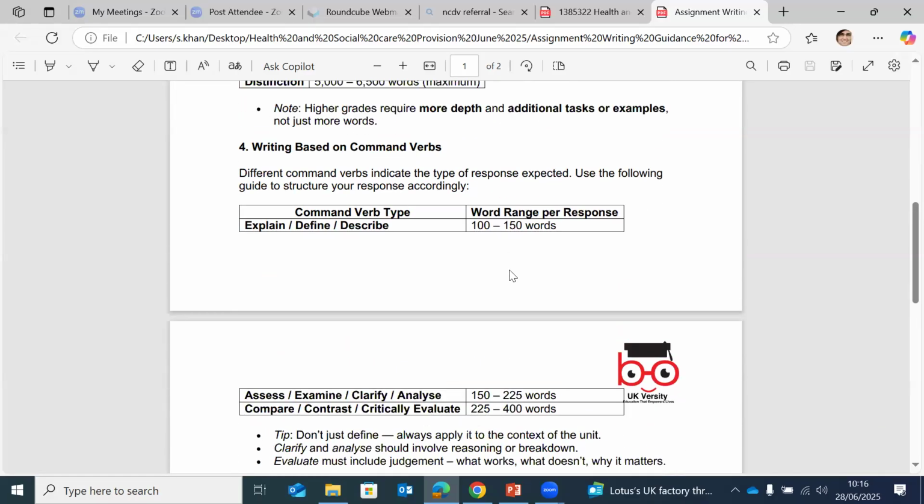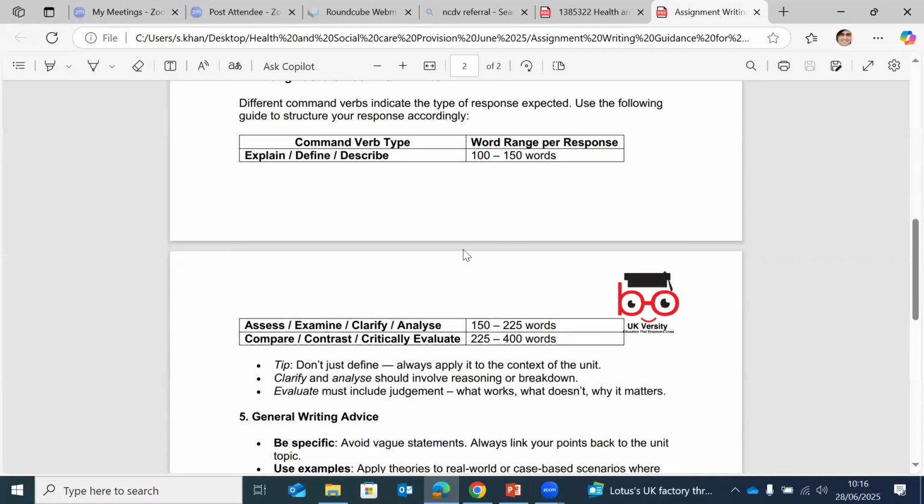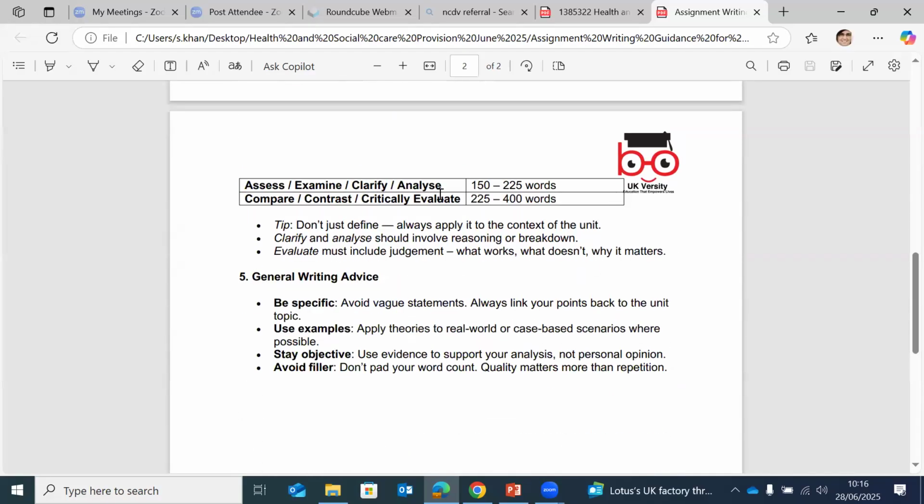Writing is based on command verbs, different command verbs, and the types of responses. So explain, define, describe is 100 to 150 words. Assess, contrast, clarify, analyse is 150 to 225 words.